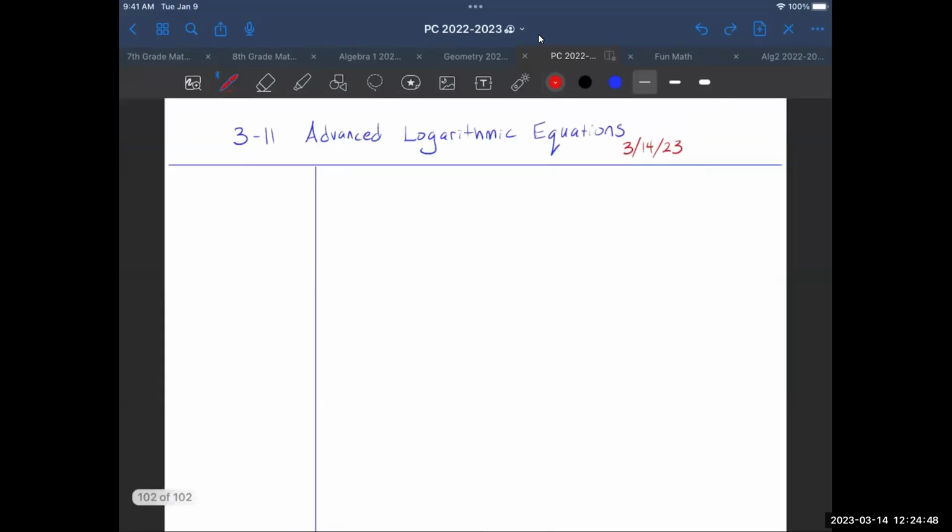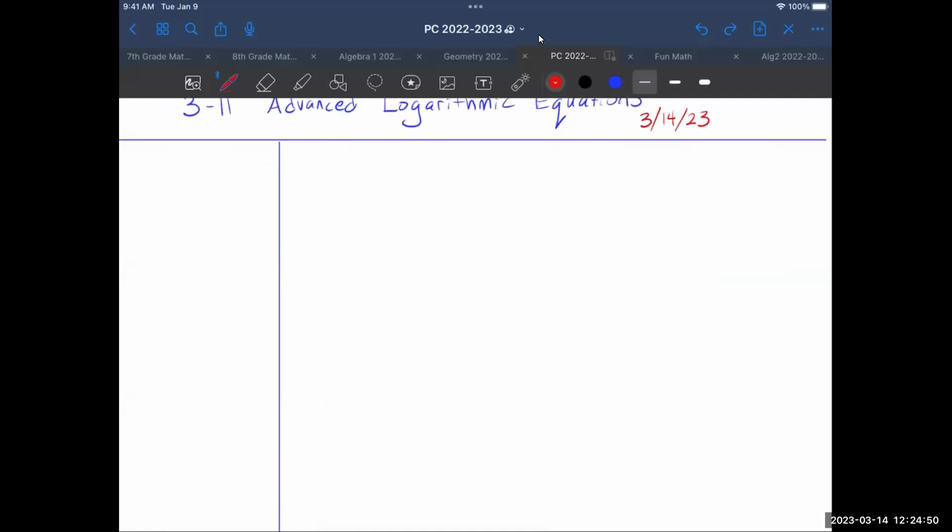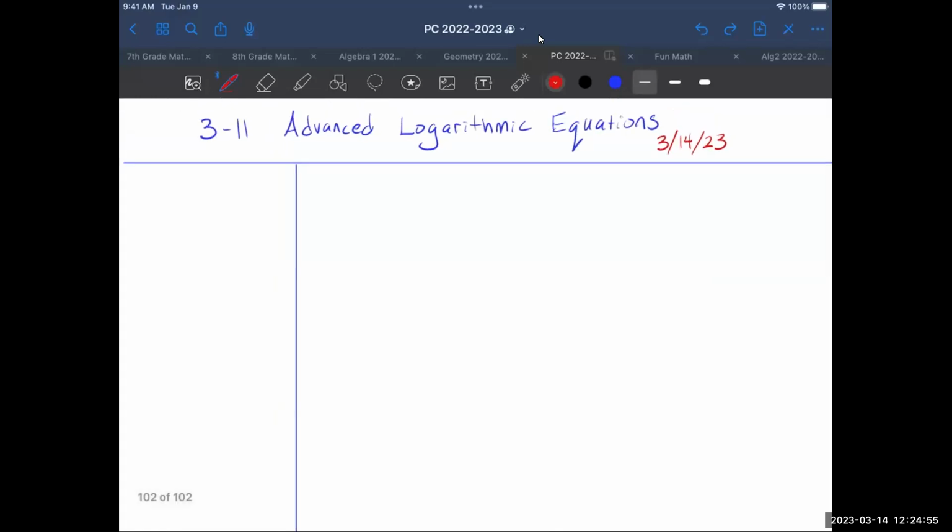All right, so from here, I'm going to just jump in with an example. I think that's the fastest way to teach. Example number 1. Let me give you log of 4 minus log of x is equal to 6.